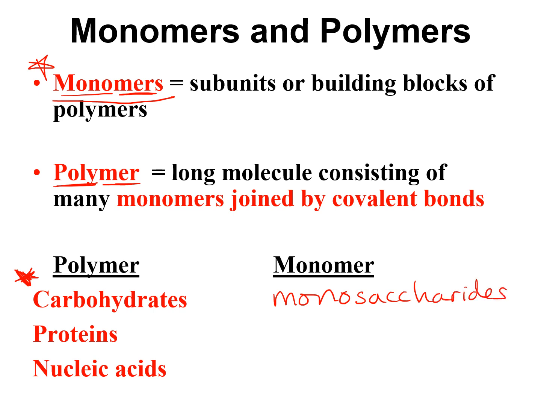And proteins, that would be the polymer, and the monomer, the subunit or building block of the protein, would be the amino acids. And then nucleic acids would be the polymer. To make a nucleic acid, we would just join together a bunch of nucleotides. That would be our monomer.